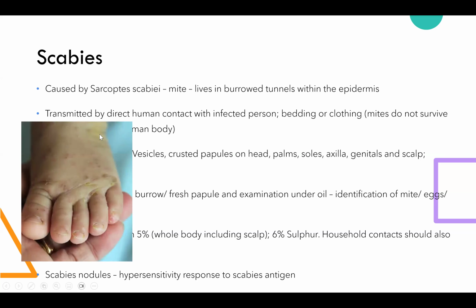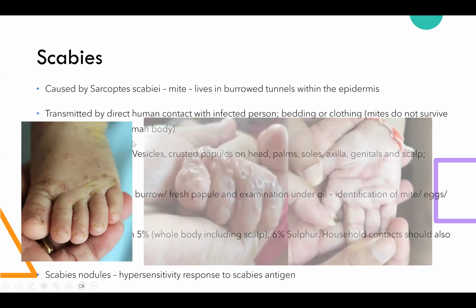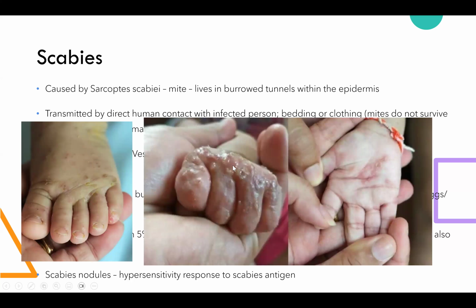So we can see that in the leg of the baby is presenting with papules, few pustules, and the baby has itched and eroded the lesion, and it can lead to ulcer formation also. So this is a widespread papule and pustule formation, and it can be present in atypical locations like head, face, and palms also.